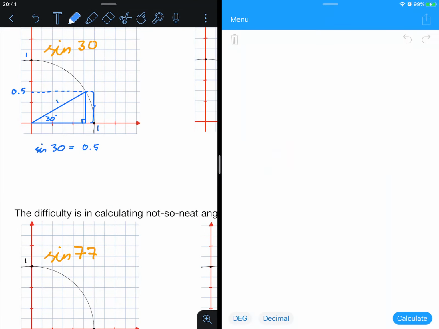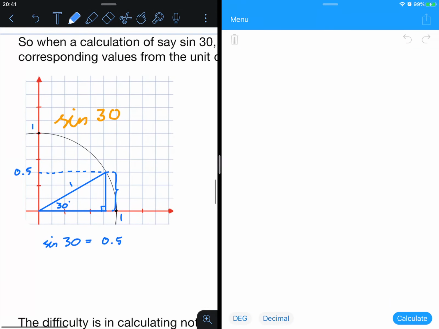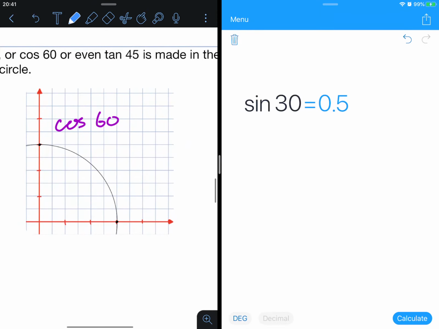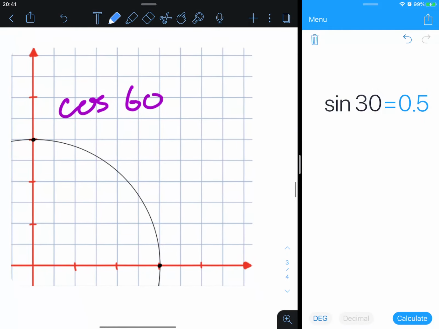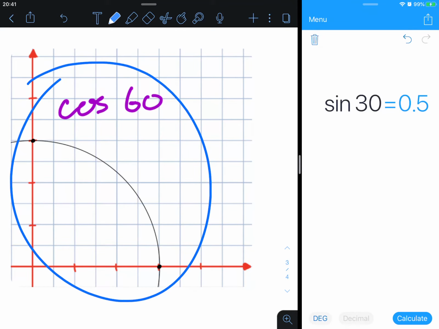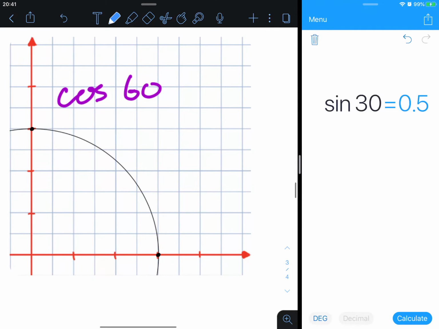So the calculator is going to do the exact same thing that I've done, but super fast. So sine of 30, 0.5. Cos of 60. So when we type this into the calculator, it's doing it at a very, very fast rate. It draws up a unit circle. It makes an angle of 60. So let's do that now.